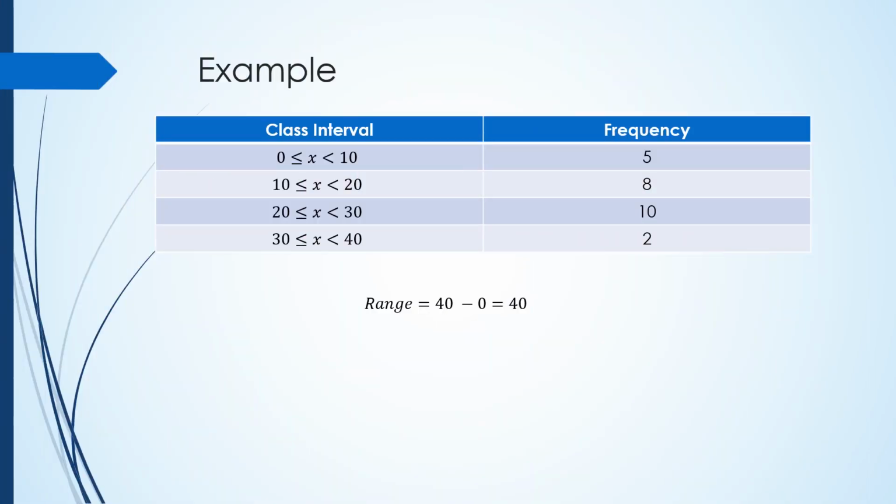Consider the following frequency table. When we consider this example, we can see that the data has clearly defined boundaries. So the upper boundary of the last class is 40, and the lower boundary of the first class is 0. So the range is 40 minus 0, which is 40.